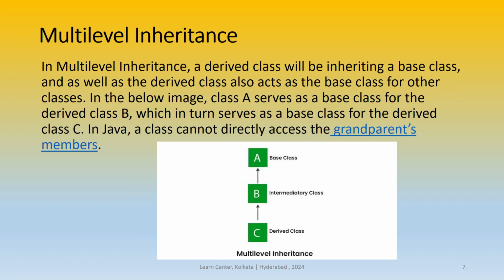Multi-level inheritance. In multi-level inheritance, a derived class inherits a base class, and the derived class also acts as the base class for other classes. In the image below, class A serves as a base class for the derived class B, which in turn serves as a base class for the derived class C. In Java, a class cannot directly access the grandparents' members.